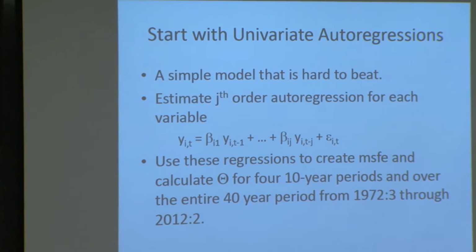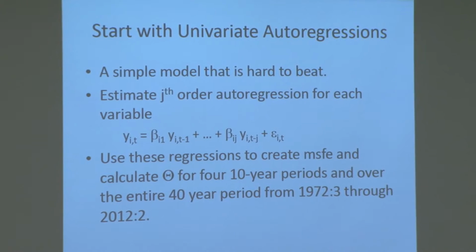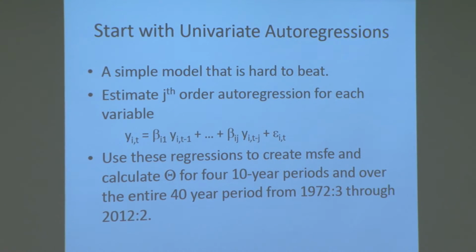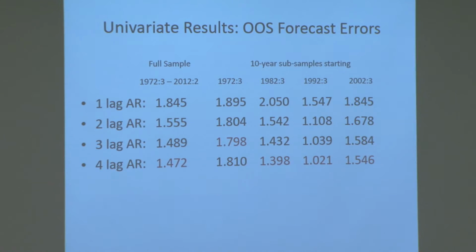Let's start with these univariate autoregressions. They're simple models that are hard to beat. They don't tell us much about what's going on in the economy. But we use these simple univariate regressions. We create these forecasts, and we look at what has been the measures of forecast error over a 40-year sample starting from 72, and the 4 subperiods representing 10 years each.